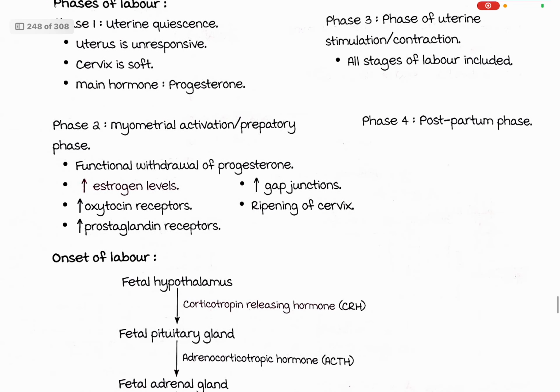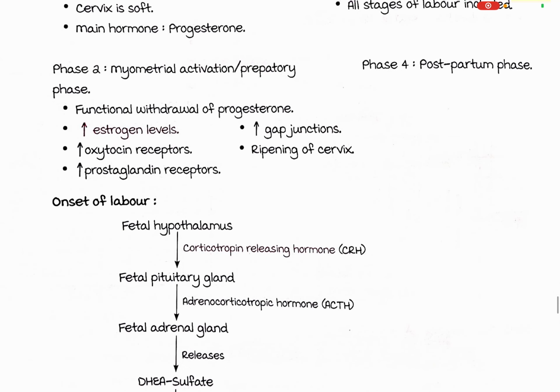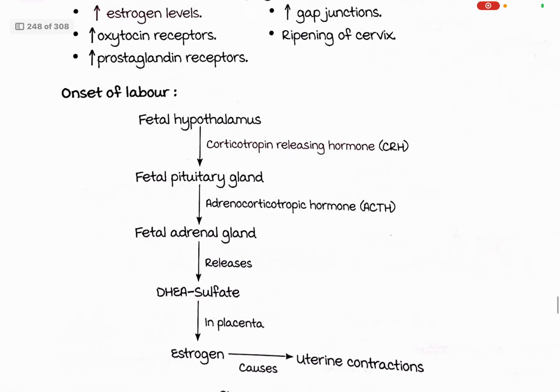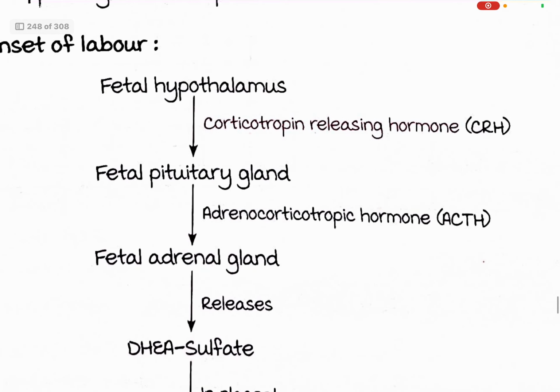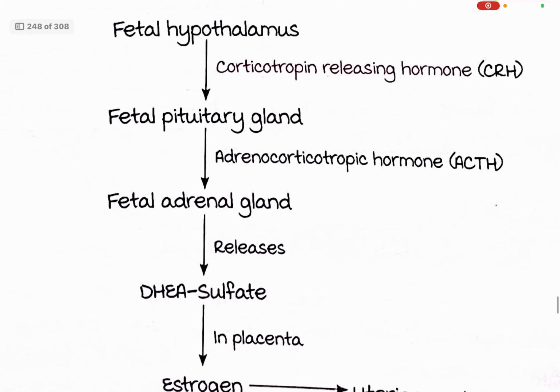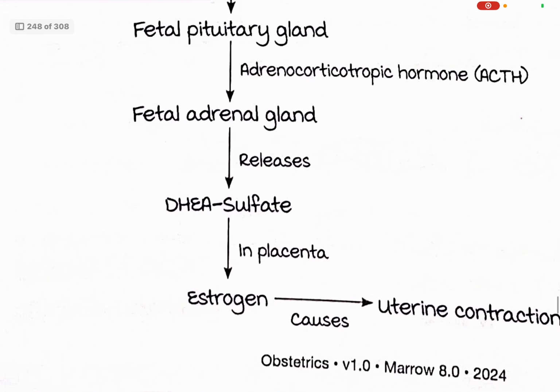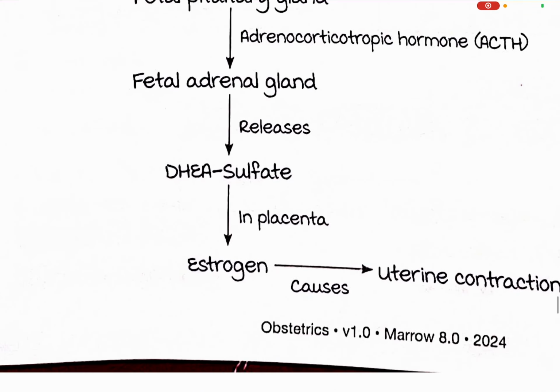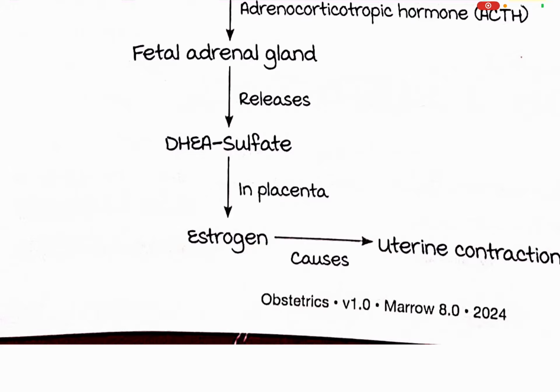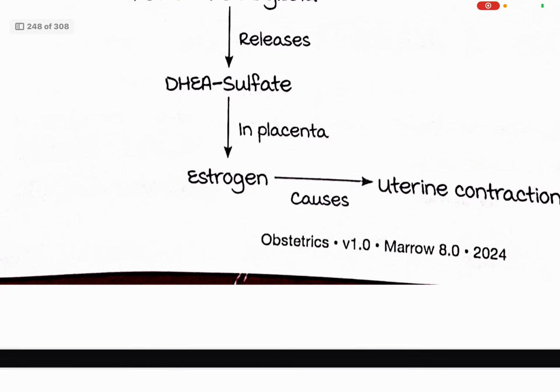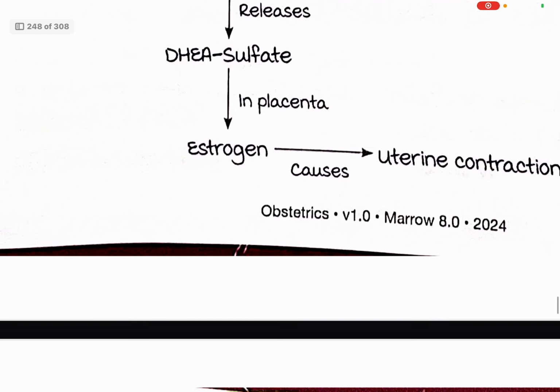Phase 4, postpartum phase. Onset of labor: fetal hypothalamus, corticotropin releasing hormone goes to the fetal pituitary gland, adrenocorticotropic hormone goes to the fetal adrenal gland, releases DHEA sulfate, in the placenta it gets converted to estrogen, causes uterine contractions.